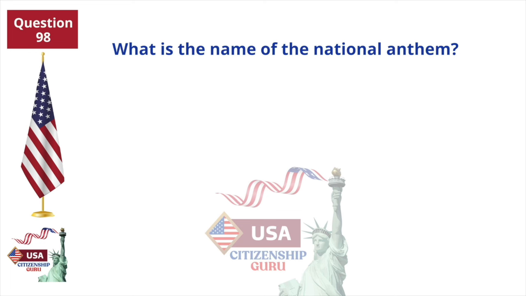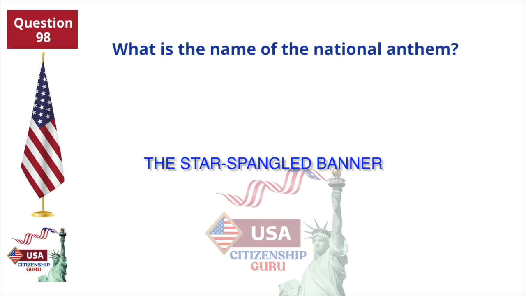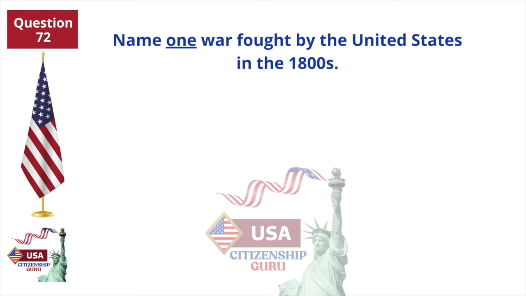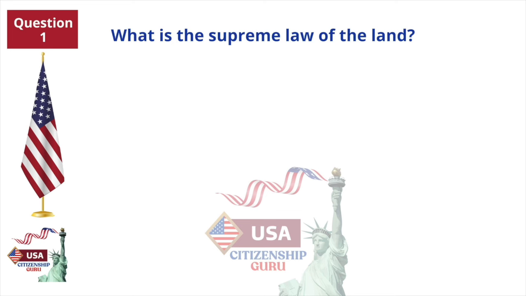What is the name of the national anthem? The Star-Spangled Banner. Name one war fought by the United States in the 1800s. Civil War. What is the supreme law of the land? The Constitution.